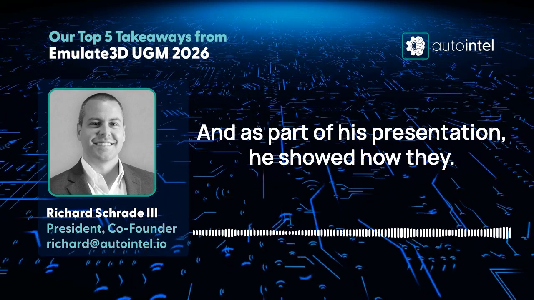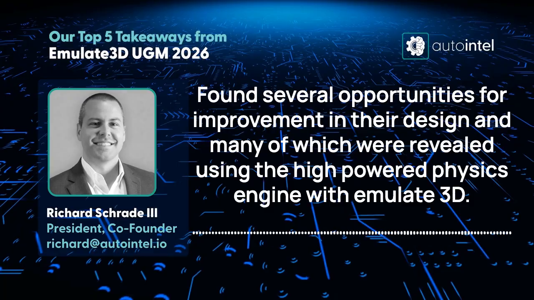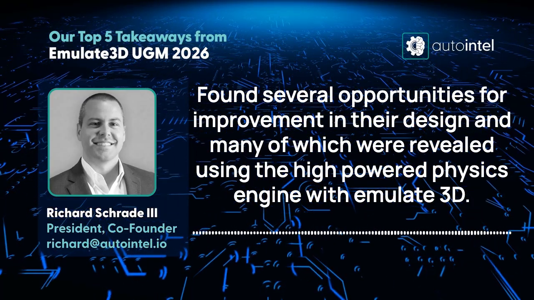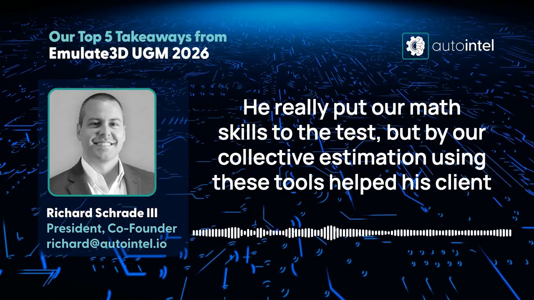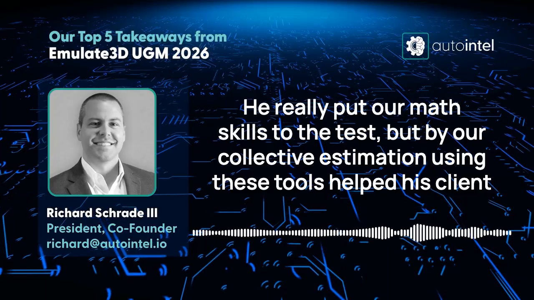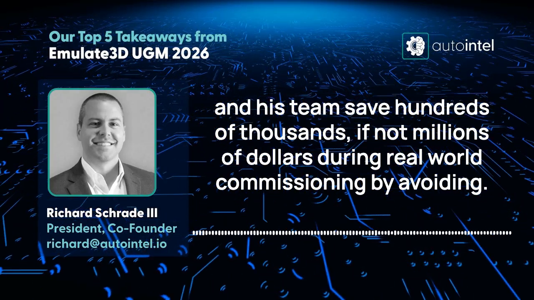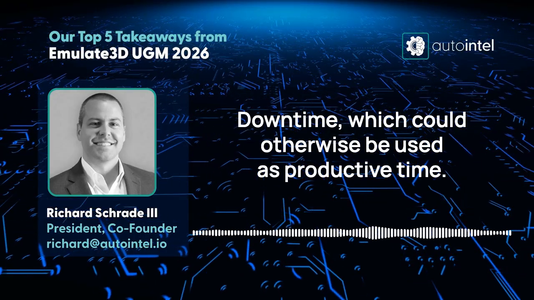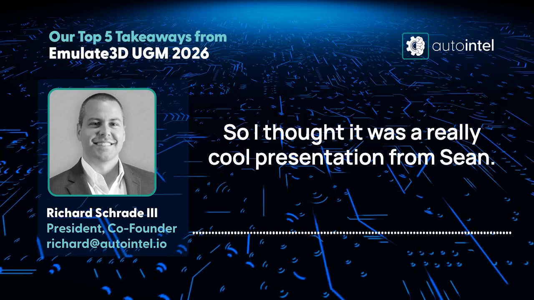And as part of his presentation, he showed how they found several opportunities for improvement in their design, and many of which were revealed using the high-powered physics engine with Emulate3D. He really put our math skills to the test, but by our collective estimation, using these tools helped his client and his team save hundreds of thousands, if not millions of dollars during real-world commissioning by avoiding downtime, which could otherwise be used as productive time. So I thought it was a really cool presentation from Sean.